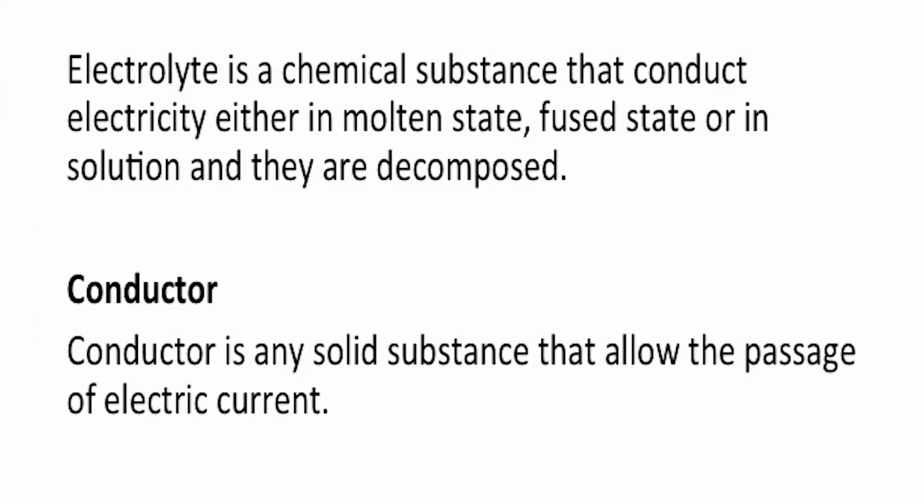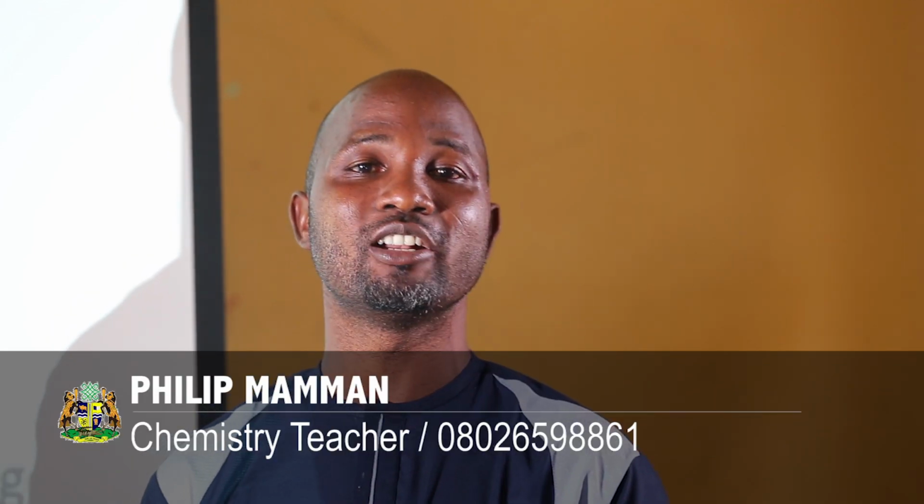The electrolyte is another concept I would like to define. It's a chemical substance that conducts electricity either in molten state, fused state, or in solution, and they are decomposed. There are two types of electrolyte, the strong and the weak electrolyte, depending on their degree of dissociation. Strong electrolytes dissociate completely, while weak electrolytes dissociate partially in solution.